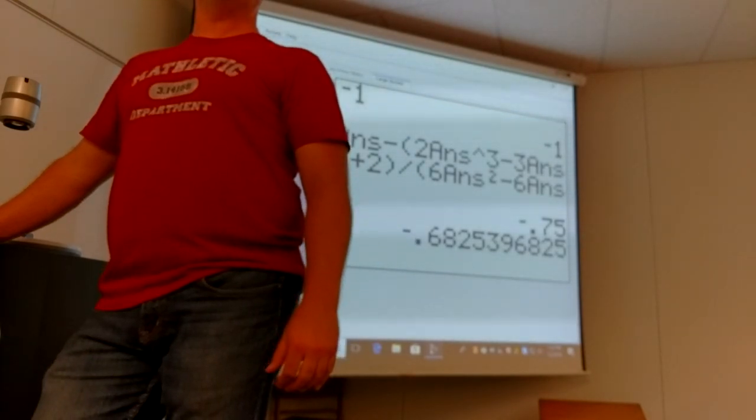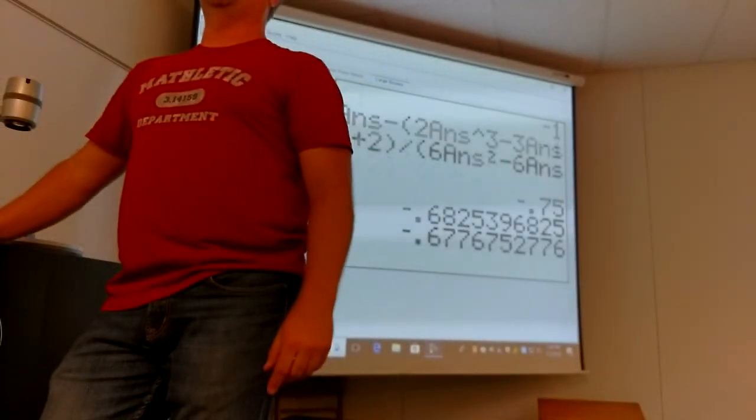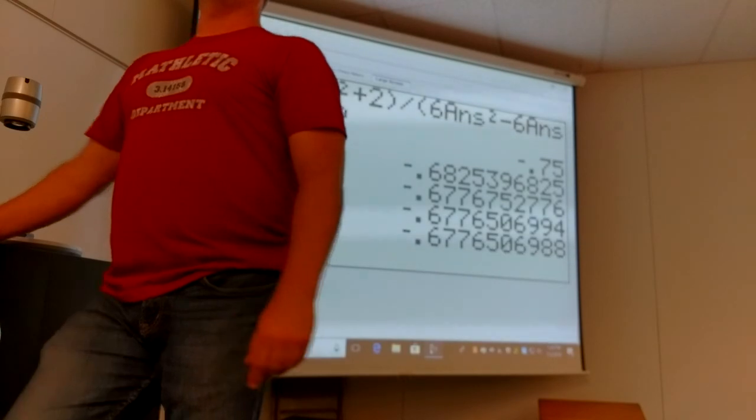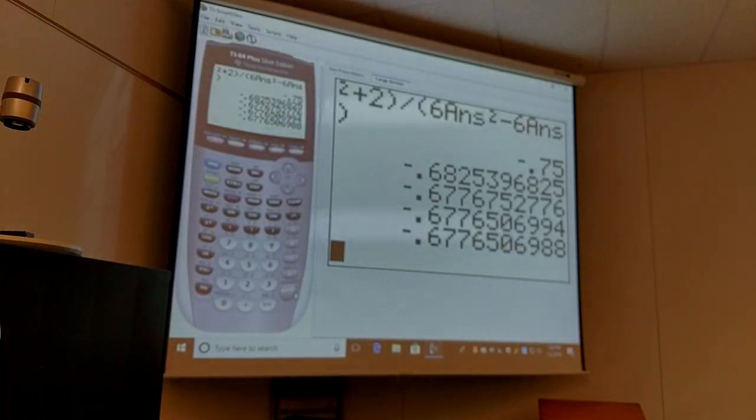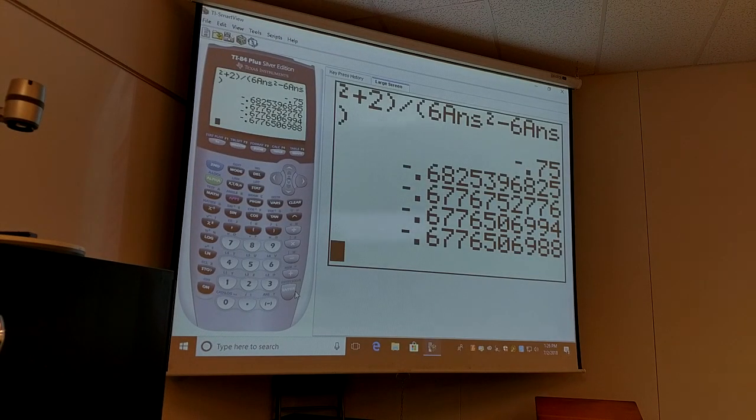If I just keep hitting enter, it's going to recalculate what I typed in. But what is ANS now that I hit enter? ANS is this, my next guess, and I want to plug that into the algorithm, and then plug that back in, and again. Can you see anywhere where I've gotten it correct to the 4th decimal place? This is 0.6777, if I round. This is 0.67765, 0.67765. Okay, so I know I'm probably good up to here.